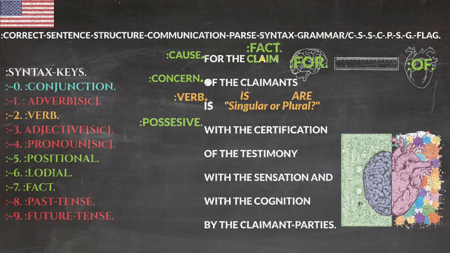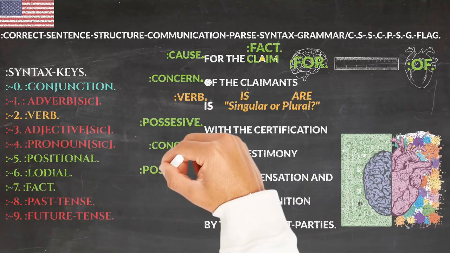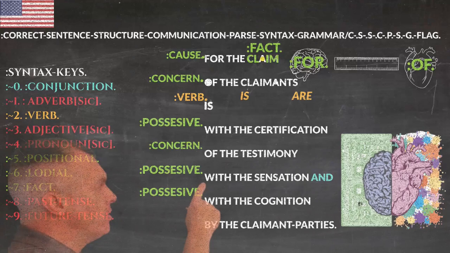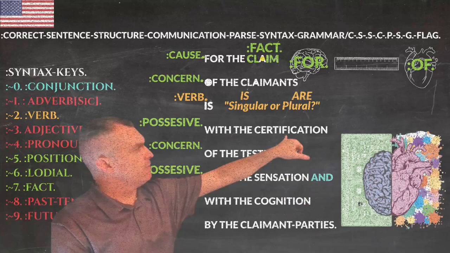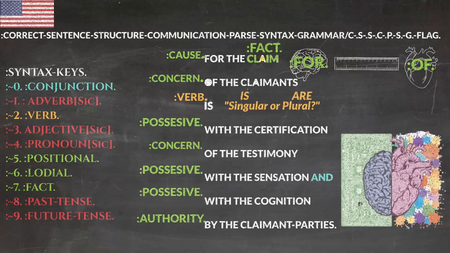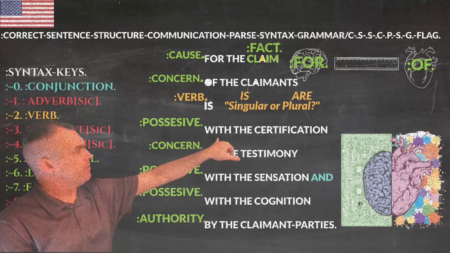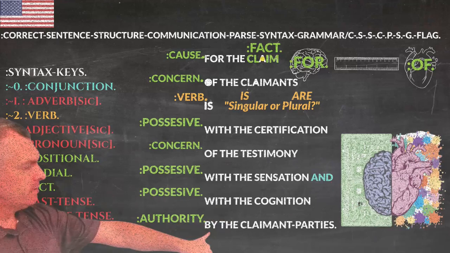So now we move into the possessive of the claim. With the certification, and then we have another concern, because of is the concern positional, of the testimony, with the sensation, and with the cognition. This is a possessive. Possessive of the testimony, which is the concern of the certification. And the authority is by the claimant's party. The authority positional is by. So you have four. Cause, of concern, with possessive, connected by a conjunction, and in the authority, which is by.